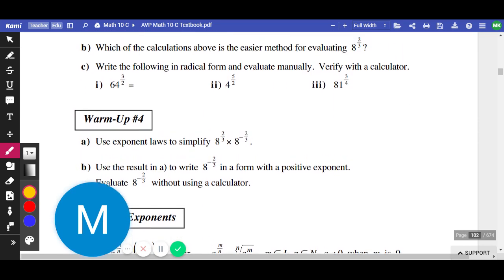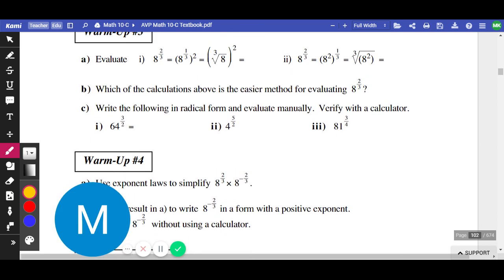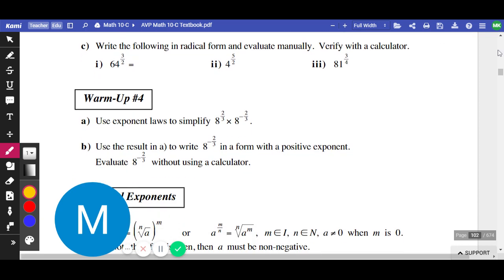Other ways to write this stuff. We're going to skip down to part C on warm-up 3. We have 64 to the power of 3 divided by 2. So on part C for warm-up 3. Should be top of page 94. Hey, it's off page 94. Warm up 3, part C.